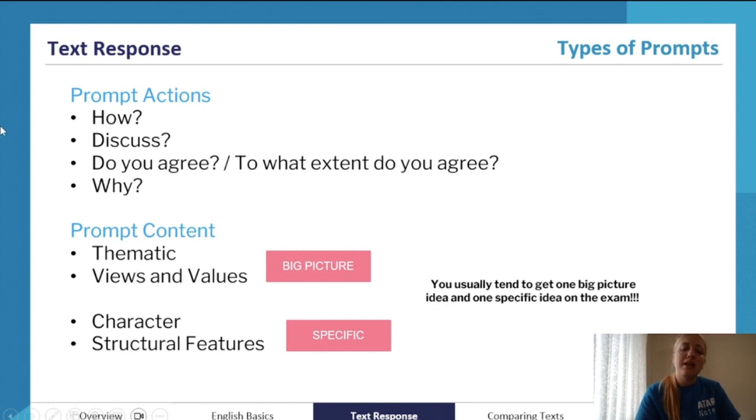Now, you do tend to get one big picture idea and one specific idea on the exam, both for your section A and section B. So use this as a cheat code that I've just told you that you will be able to choose a big picture or specific prompt. Think about what you're better at writing.